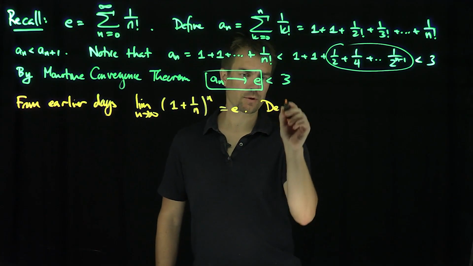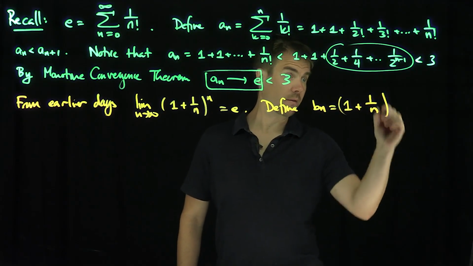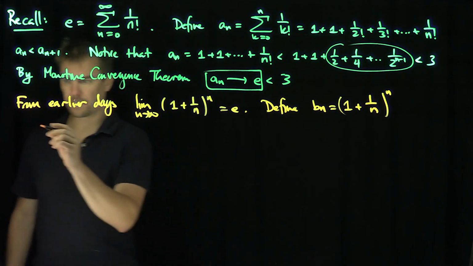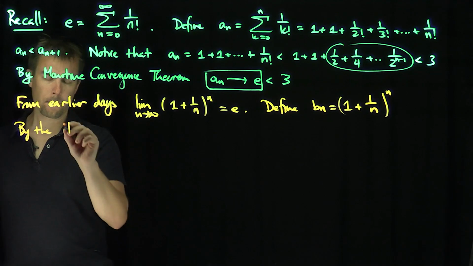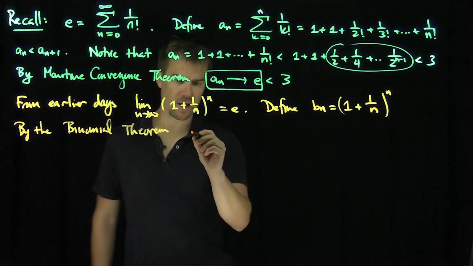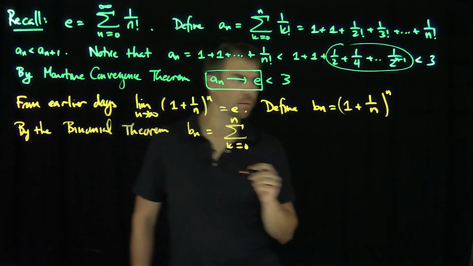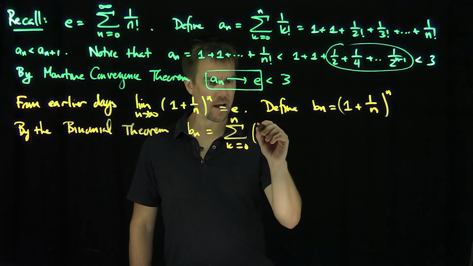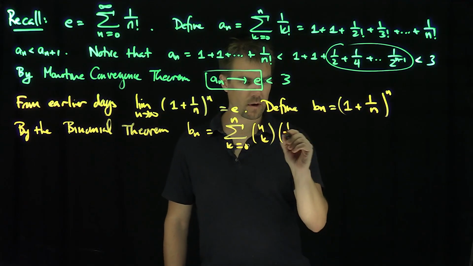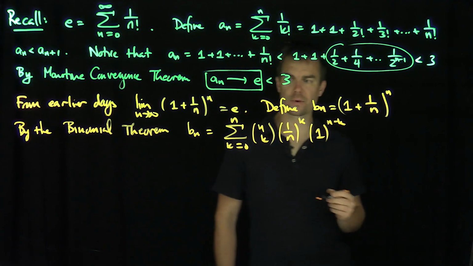And so let's define the sequence again. Define b_n to be (1 plus 1 over n) to the power of n. Now I'm going to use the binomial theorem. By the binomial theorem, b_n is the sum, k goes from 0 up to n, of n choose k, and then I'm going to give the 1 over n the power k, and the 1 the power n minus k.